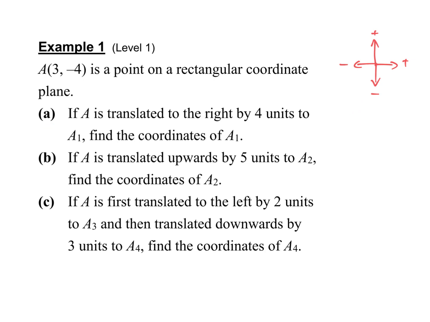Now let's see part A. If A is translated to the right by 4 units, first of all, you can draw, and you can see it is a horizontal line. No change to the y coordinate, so the y coordinate is still -4. But now the starting point is 3, and then to the right it is a plus, plus 4. So at the end the coordinates of A1 will be (7, -4).